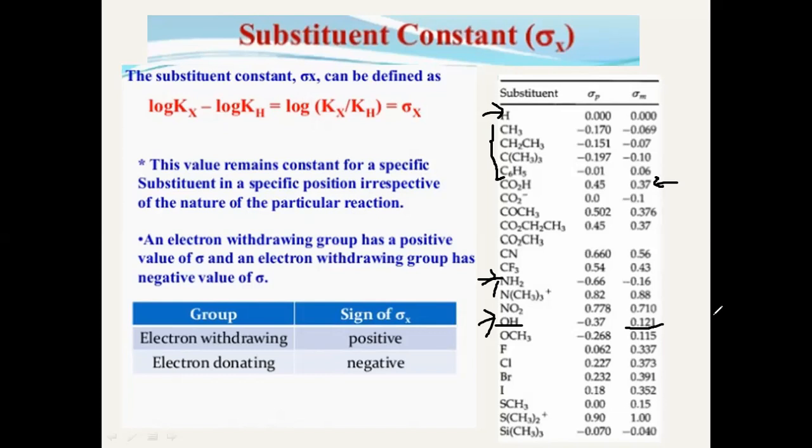So see here, what we learn here, a few important points I would like to point out. These two groups: COH is withdrawing, but CO2 minus is donating. Similarly, OH has dual effect. What are the dual effects? If it is at para position, it is donating. If it is meta position, it is withdrawing. It is given by the data here.